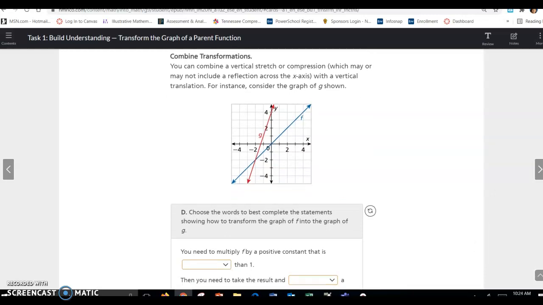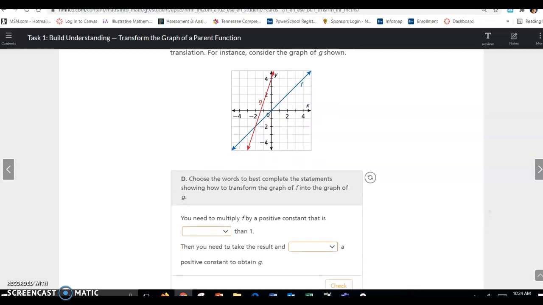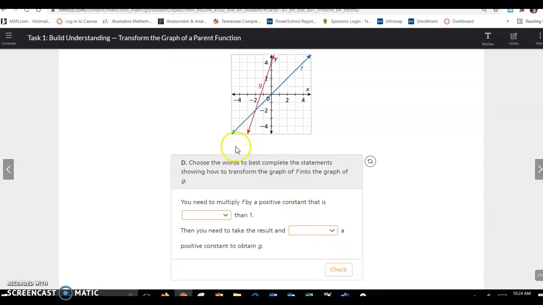All right, combined transformations. You can combine a vertical stretch or compression, which may or may not include a reflection across the x-axis, with a vertical translation. For instance, consider the graph of g shown. We still have f of x, our parent function, here, and g is our transformation. Choose the words to best complete the statement showing how to transform the graph of f into the graph of g. You need to multiply f by a positive constant that is greater than 1 because it got steeper.